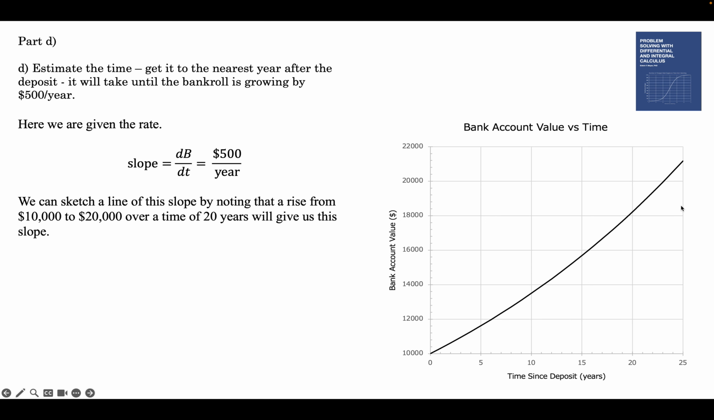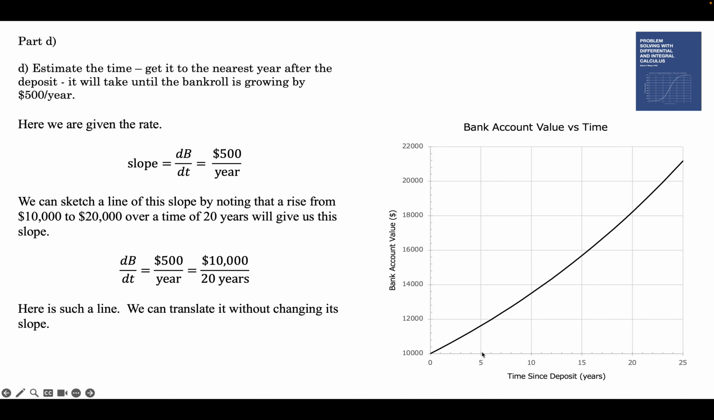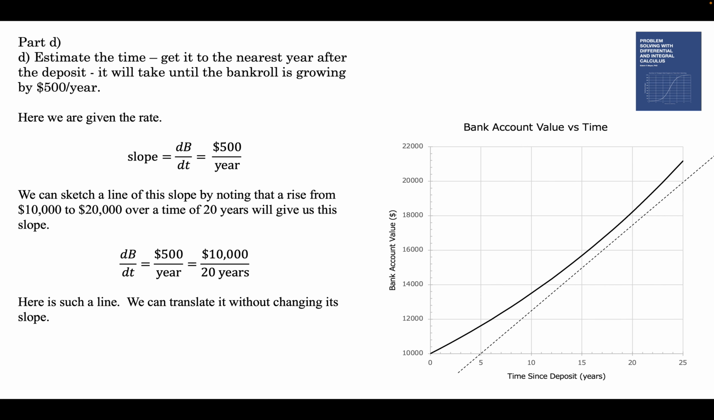that's the slope. Here it is. A rise of 10,000 and a run of 20 years. So the run goes from 5 to 25, the rise goes from 10 to 20. And if we draw a straight line, that's the slope we need. So there it is. And what we do is we just move it over. We translate it without tilting it, without changing the slope. We translate it until it touches the line. So we just keep going in, and there it is. And we can drop a vertical. Looks like 17 years before it's growing at $500 a year. That's problem 1.